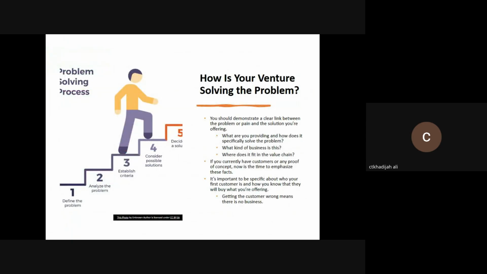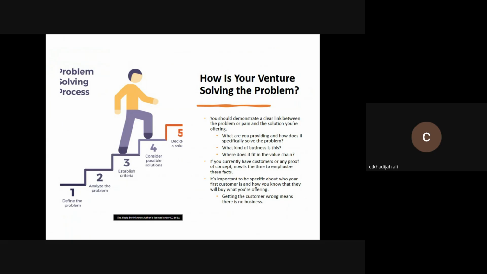So how is your venture solving the problem? You should demo a clear link between the problem or pain and the solution you are offering. What do you provide and how does it specifically solve the problem? What kind of business? Where does it fit in the value chain?